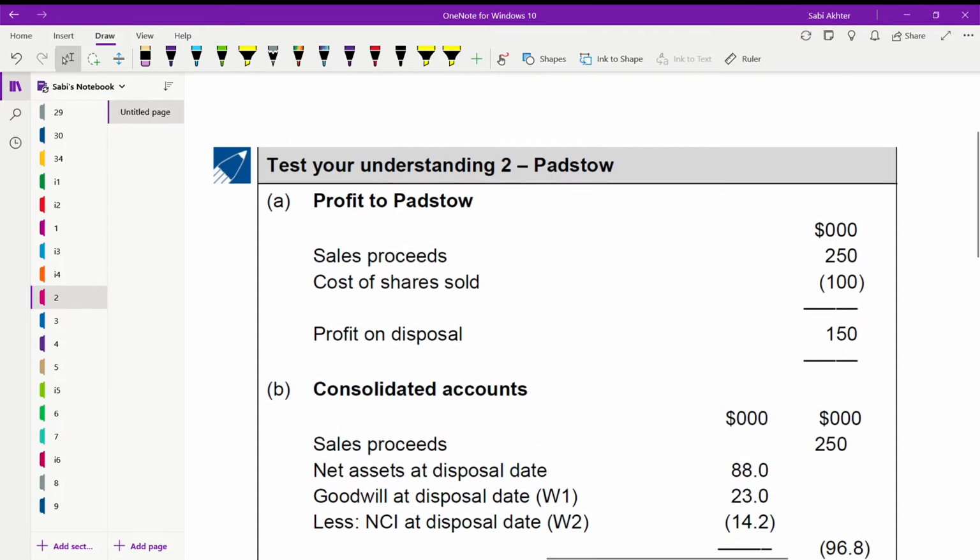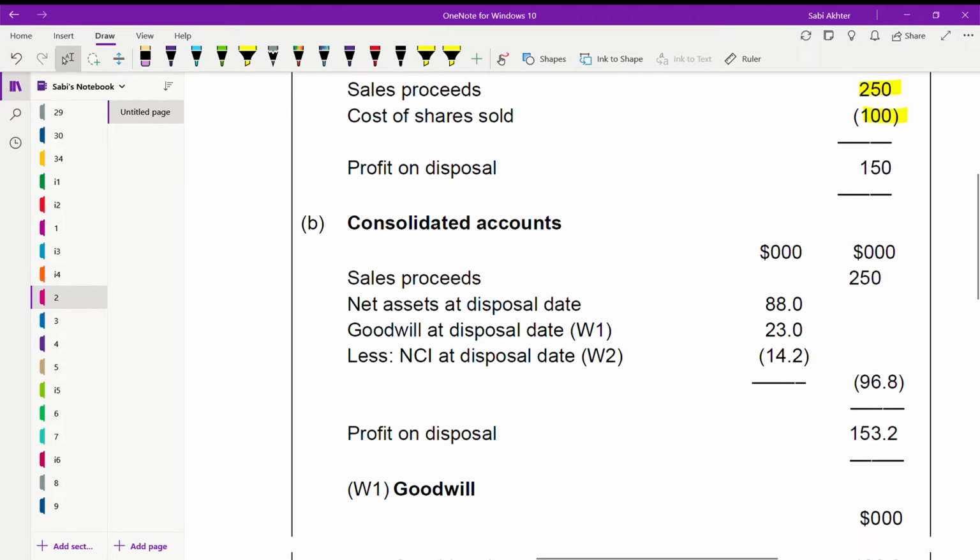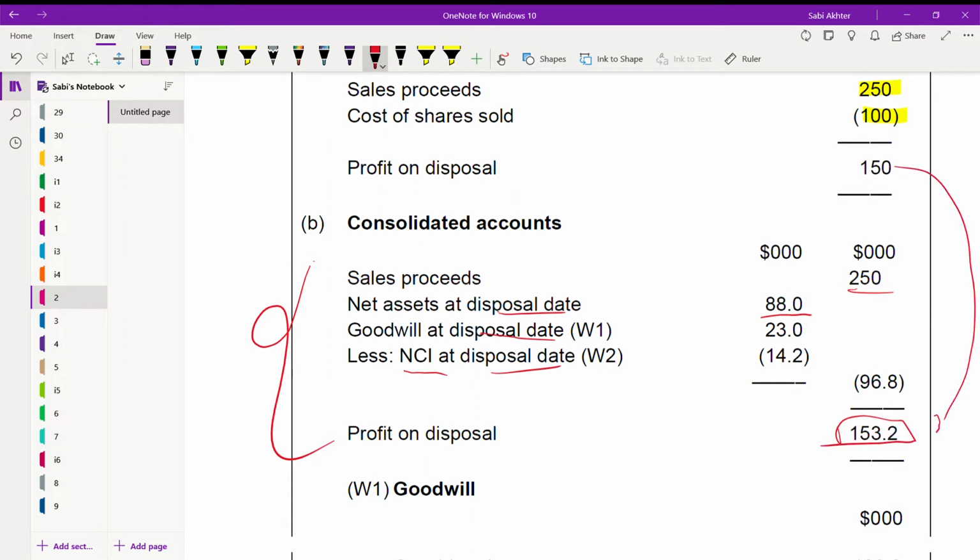You must have seen that for individual it's easy. You just take the sale minus the cost. So you sold it for 250 and the cost was 150. Coming to the consolidated accounts, there's a pro forma. You have to learn this pro forma. So you start with the sale proceeds. It is the same sale proceeds. Net assets at disposal date is given, but goodwill and NCI at the disposal date you have to calculate. Now everything is at disposal date. And finally you are finding the profit. If you see the profit, these are 2 different. It will be different.